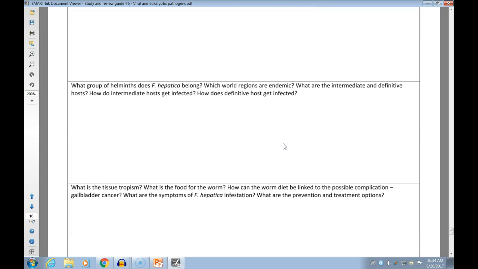Fasciola hepatica. It's a fluke. Liver fluke. Practically the entire world is endemic. Intermediate host, snail. Definitive host, it can be human, or it can be sheep, or it can be cattle. Intermediate hosts acquire eggs from the environment. Definitive hosts acquire metacercaria by eating contaminated grass. Okay.